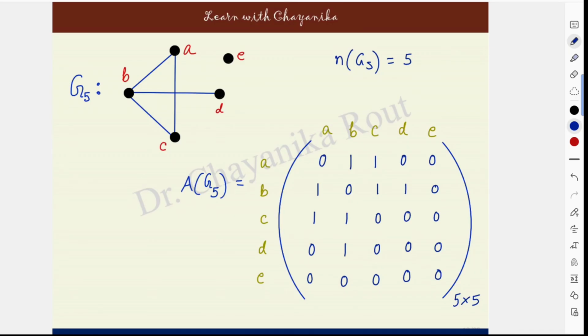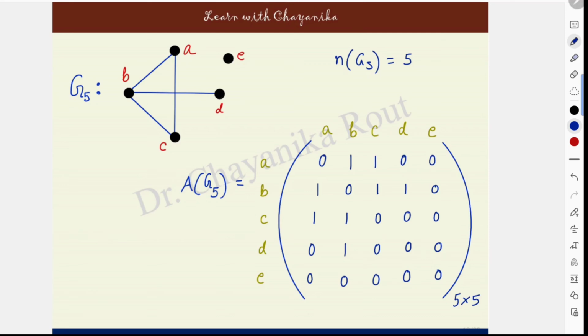Now, after you have constructed your adjacency matrix, there are some properties that you can check to confirm if your adjacency matrix is drawn correctly. First of all, the matrix will be a square matrix definitely. Secondly, it will be a symmetric matrix. So, that is one property that you can check.